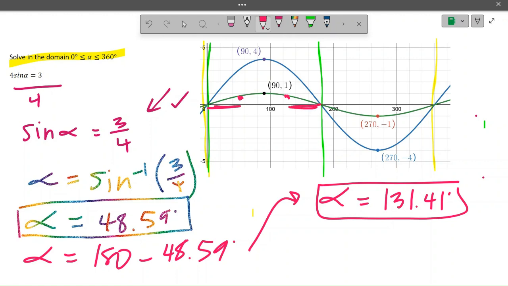So they should be exactly the same distance from here and here. When we do that, I would still double check this by popping this into my calculator. So I'd say 4 sine of both of these values. And what you're going to find is that you get approximately 3.